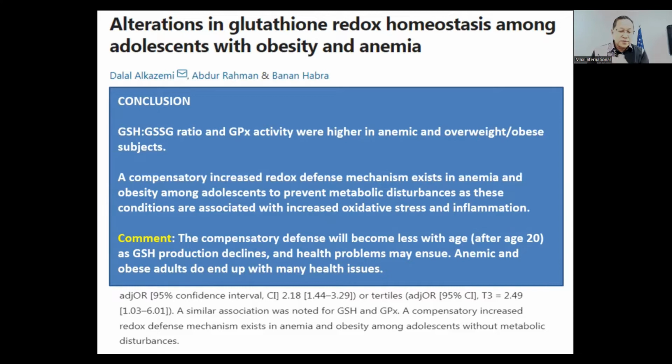Now remember, we know, and we will discuss it later, that after age 20, the glutathione production declines. So this protection will also decline, and health problems may then start to appear, right? The protection is not forever. The protection is only there when they're young, when their glutathione production is tip-top. Anemic and obese adults do end up with many health issues. So anemic and obese adolescents are protected by their high production of glutathione. But as they grow older and become young adults, the protection starts to become less. When they become adults and old adults, the protection will be much less.